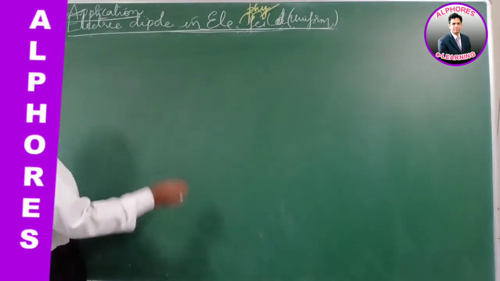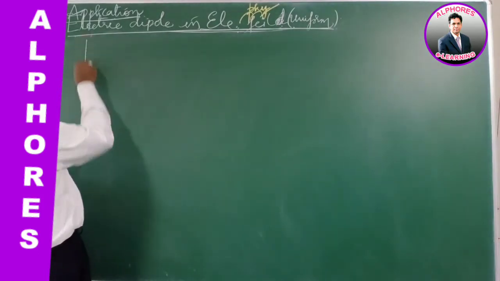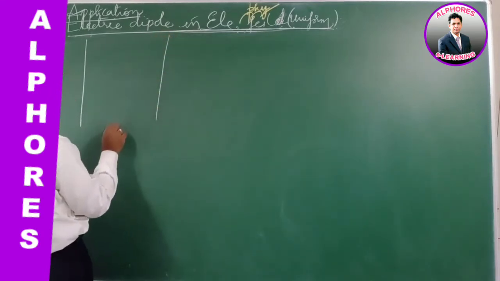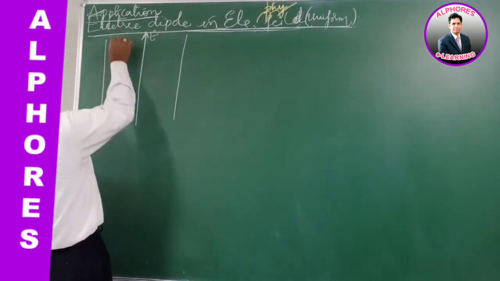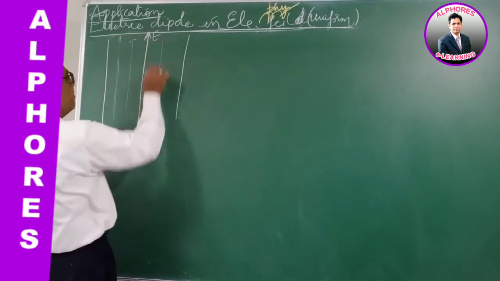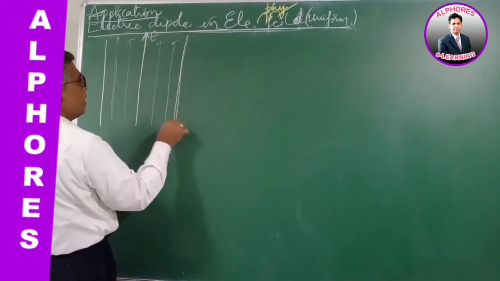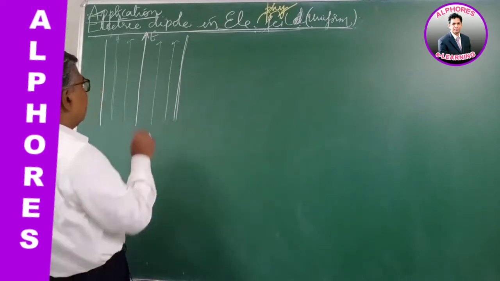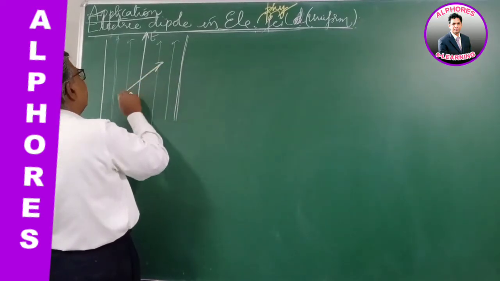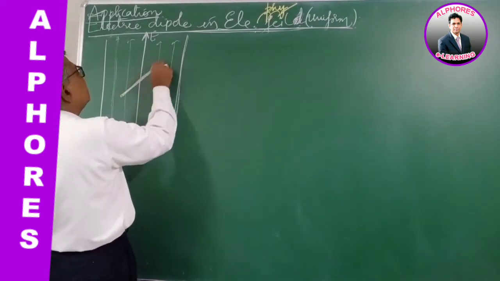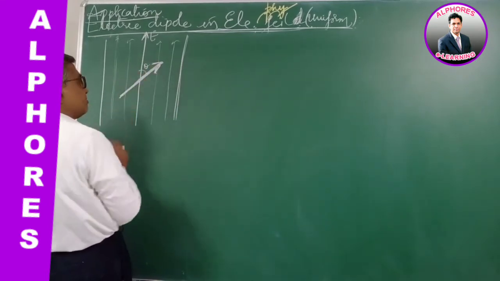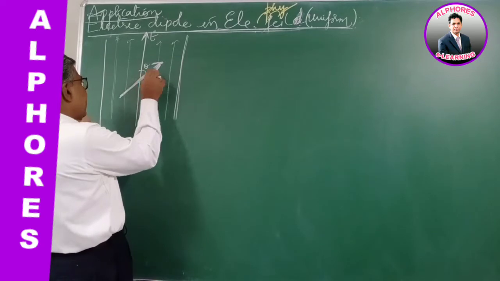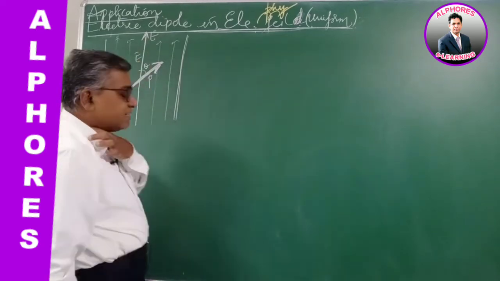episode that whenever a dipole is suspended in a uniform electric field E, like this, these parallel lines denote the pattern of the uniform electric field. A dipole is suspended. A bold arrow represents a dipole like this, suspended at an angle theta. P is the dipole moment, E is the electric field.